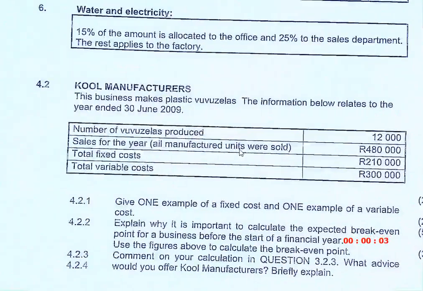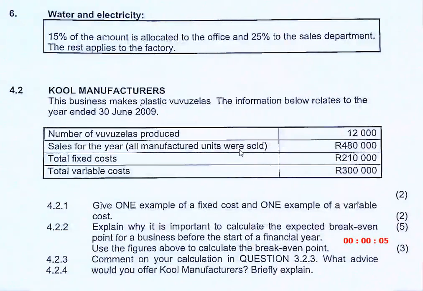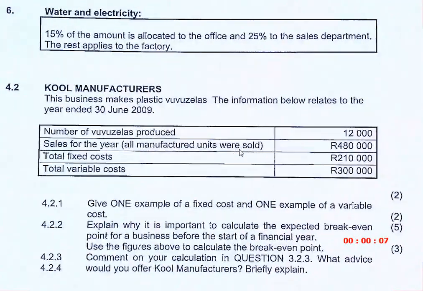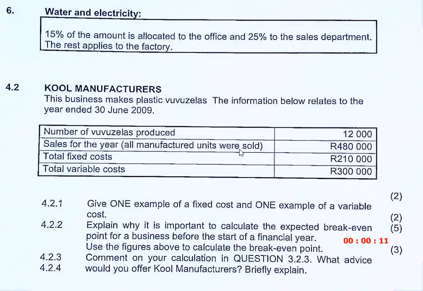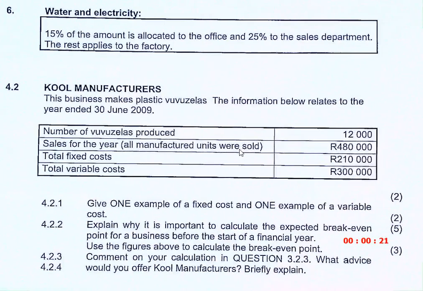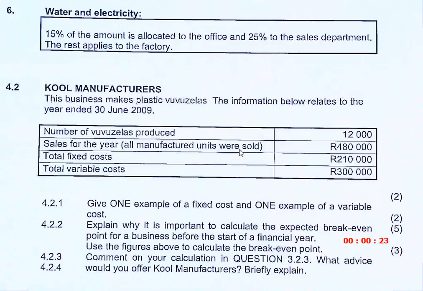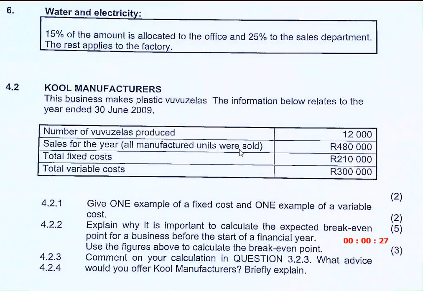Kool manufacturers, they say the business makes plastic vuvuzelas. The info relates to the year ended 30 June 2009. The number of vuvuzelas produced, and then they give me the sales, the total fixed cost, and the total variable cost. And they ask me to give one example of a fixed cost and one of a variable cost.